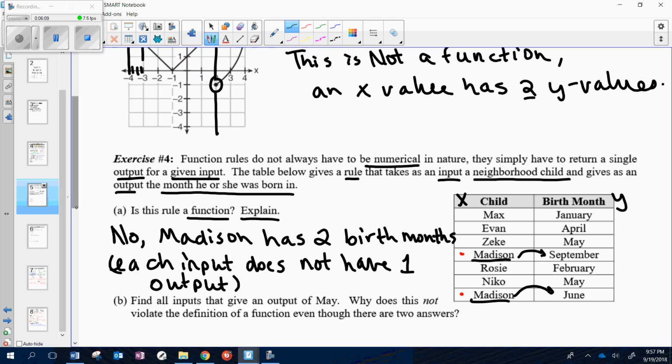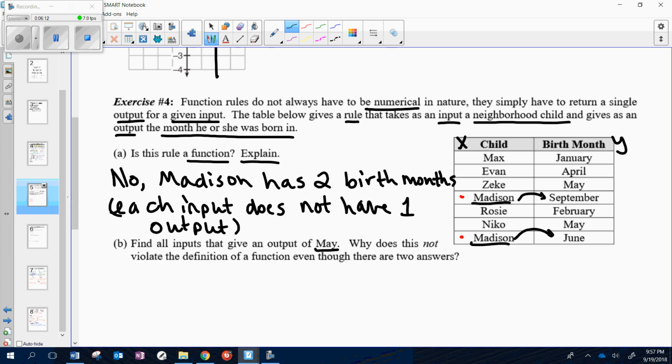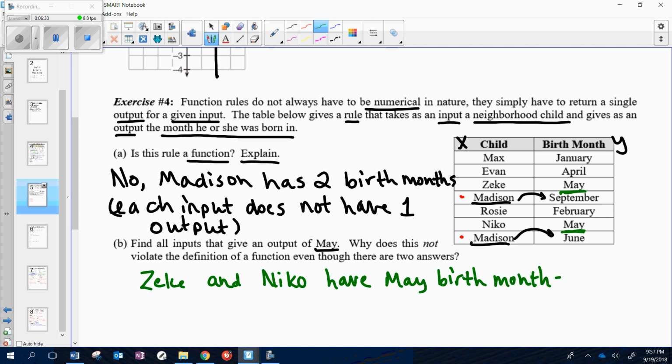It says find all inputs that give an output of May. All right, let's look at the table. I see May here and I see May here. So Zeke and Nico have May birth months. Then it says, why does this not violate the definition of a function? Well, it's okay as long as Zeke only has one output. I don't see him having another birth month. And Nico only has one output. It's okay to have the same output.